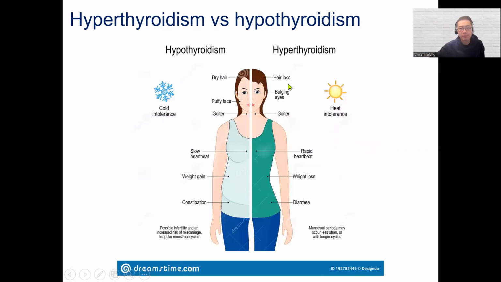And here are some symptoms as well, right? Okay, hair loss due to the high metabolism rate. Okay, goiter, we talked about that already. Rapid heart rate, weight loss because you're burning everything that you eat, and perhaps diarrhea as well, because the rapid metabolism causes increased gut movement.